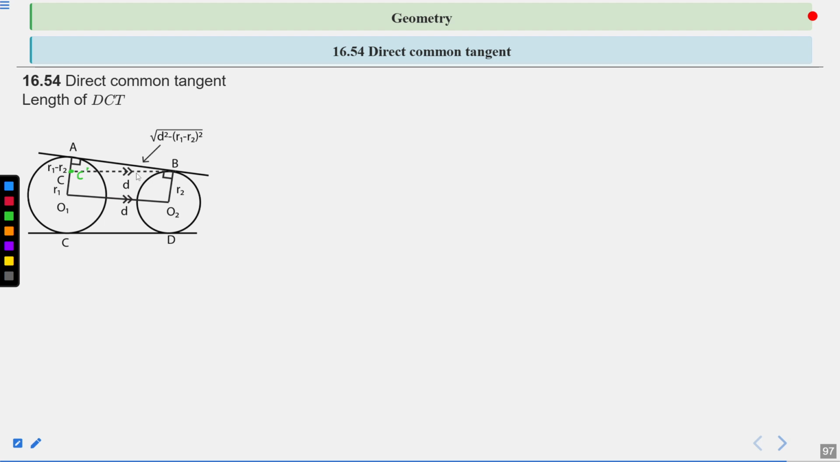So by using the Pythagoras theorem, AB square equals BC dash square minus AC dash square. We get our answer: under root D square minus (R1 minus R2) whole square, since CB is parallel to O1O2. So the direct common tangent AB equals CD equals under root D square minus (R1 minus R2) whole square. Next one.